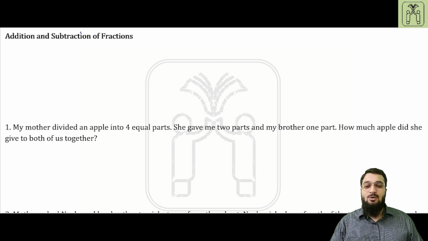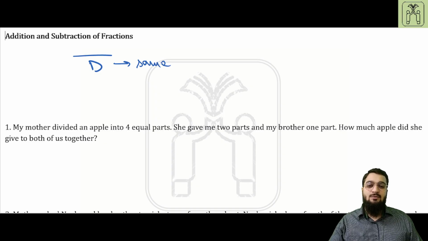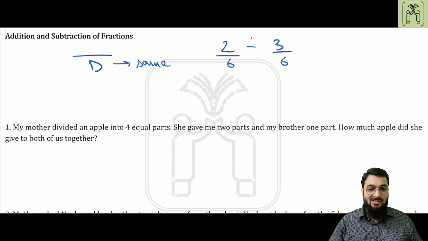So coming to the topic of the hour, that is addition and subtraction of fractions. Whenever you want to add or subtract fractions, the thumb rule you have to follow is that the denominator must always be the same. For example, if you have 2 upon 6 and 3 upon 6, in plus, that will give you the answer of 5 upon 6. If it is in minus, that will give you the answer of minus 1 upon 6. If you have it as minus and plus, that will give you the answer of plus 1 upon 6.